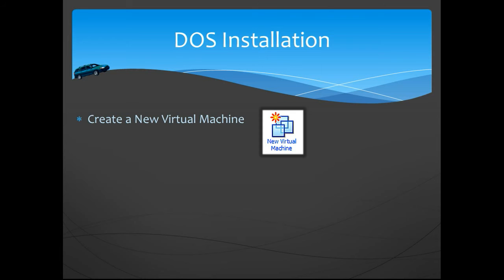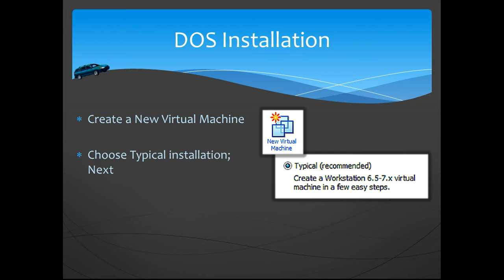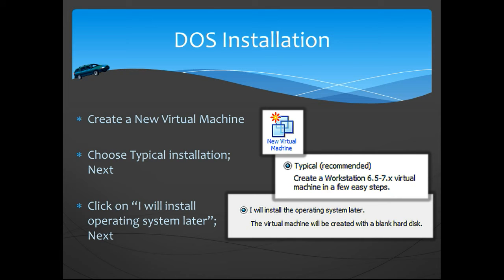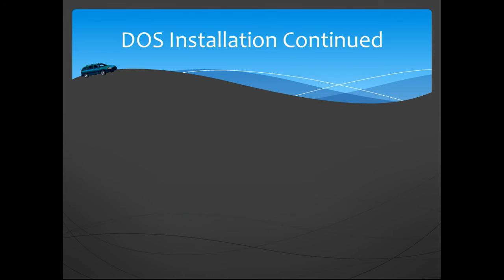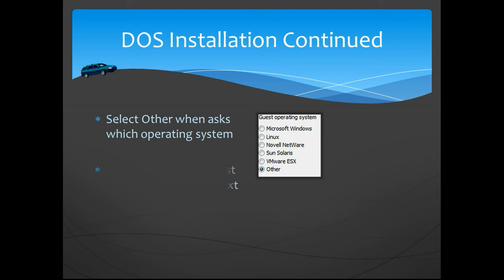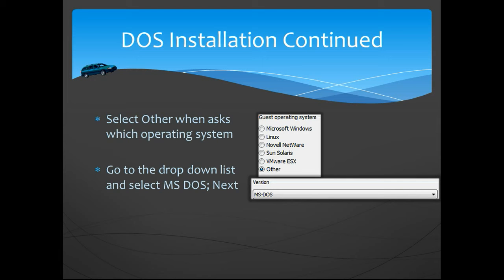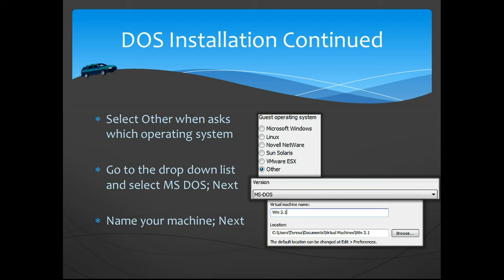We're going to choose a new virtual machine, and we're going to do a typical installation and install the operating system later. Select Other, and then go to the drop-down box and select MS-DOS. Name your machine. Windows 3.1 will work.